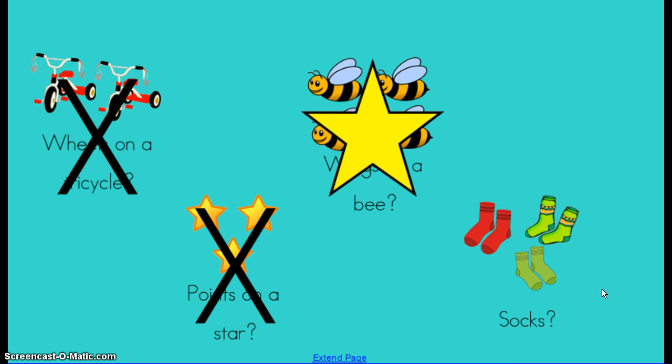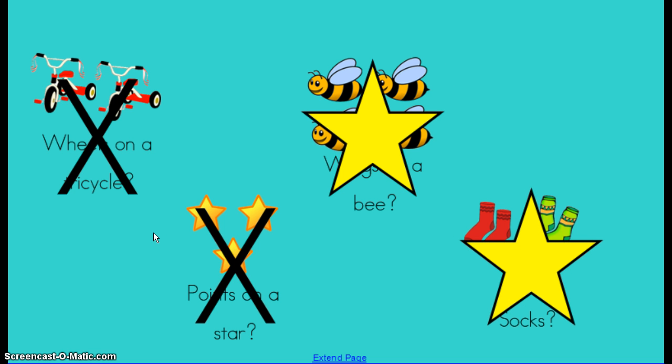Last example here are socks. We already talked about how socks come in pairs. You buy socks as a pair. So I could count these by 2's. 2, 4, 6. How many socks do we have? 6 socks. Nice job.